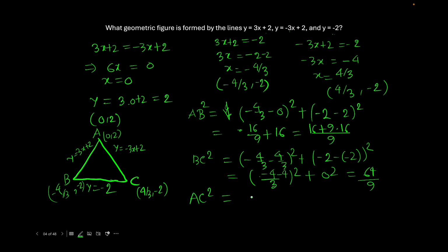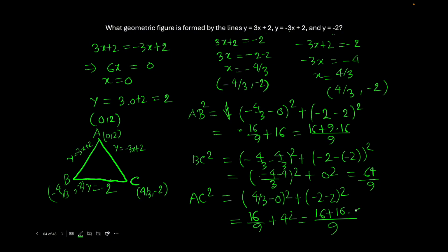And now the last one is AC square. So we can write 4 by 3 minus 0 whole square plus minus 2 minus 2 whole square. So it will be again 16 by 9 plus 4 square, which is 16 plus 16 into 9, over 9. As you can see, AB square and AC square are exactly the same. So we can write AB is equal to AC, but it's not equal to BC. So that means this triangle is an isosceles triangle where the two sides are the same.